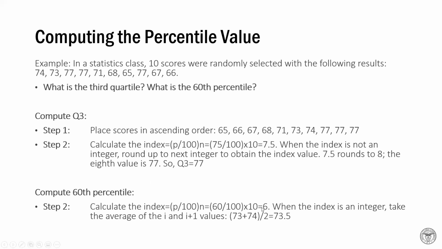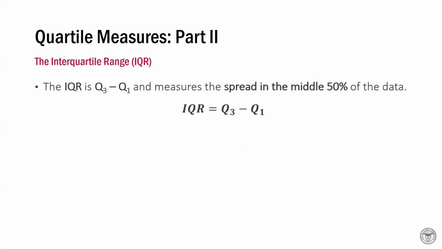So the 6th percentile is given by the average of the 6th and the 6 plus 1 equal 7th values, which is given by the sum of 73 and 74 divided by 2, equals 73.5. After obtaining the first and third quartiles, we can then use the range of these two quartiles to measure the spread. Specifically, we define the interquartile range, abbreviated as IQR, as the third quartile minus the first quartile.